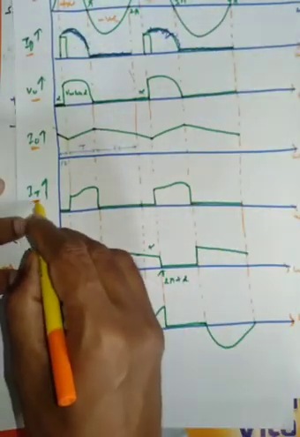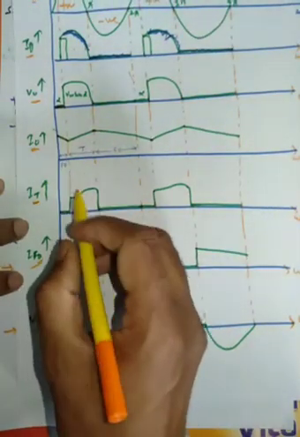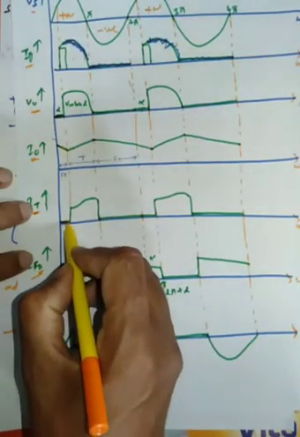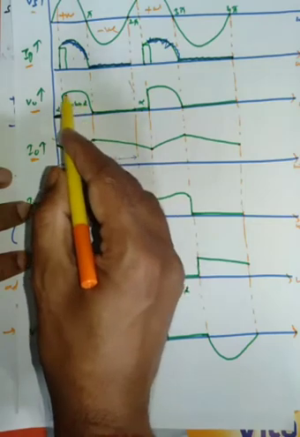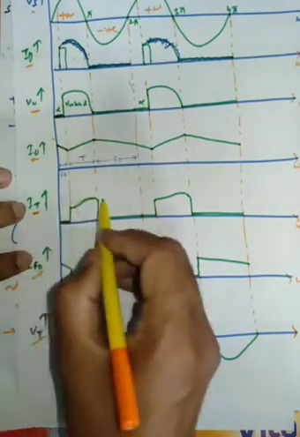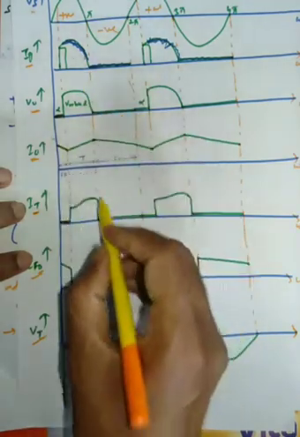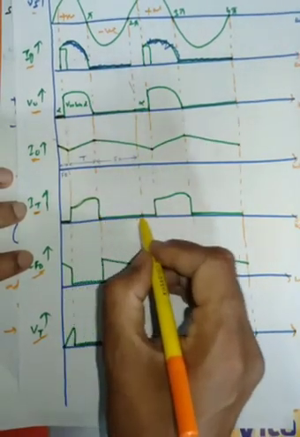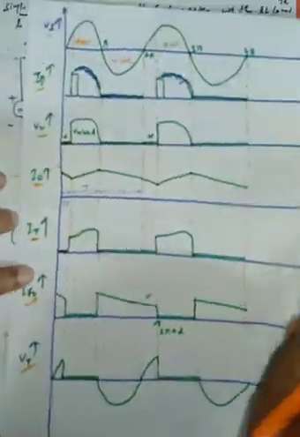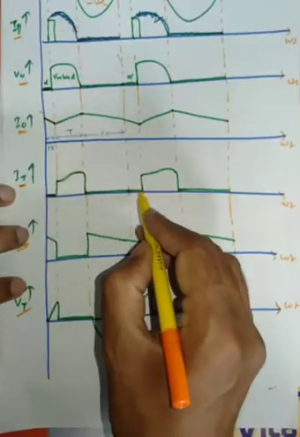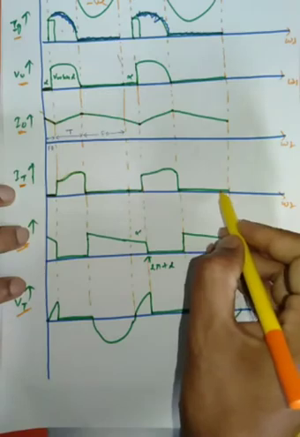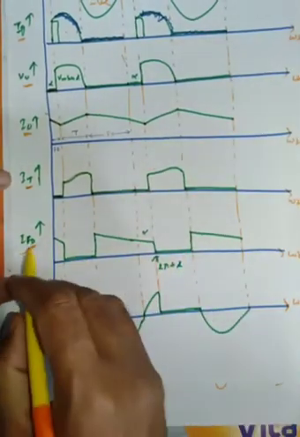And what is IT? IT stands for thyristor current. Whenever there is no output voltage, there will be no thyristor current. Whenever there is output voltage, there will be thyristor current. And whenever the output voltage is 0 during the negative half cycle, there will be no thyristor current flowing, it will be zero.